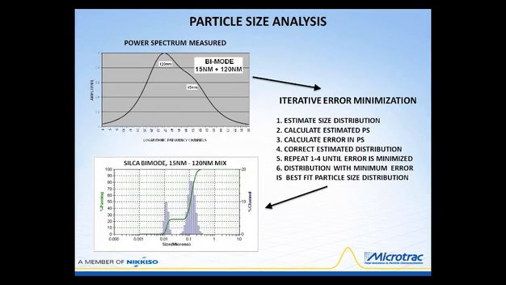The example shown here is mixing a sample with a small mode and a large mode. So these are two narrow modes mixed together, and the power spectrum is shown of the combination. And the 120 nanometer portion and the 15 nanometer portion are mixed together.